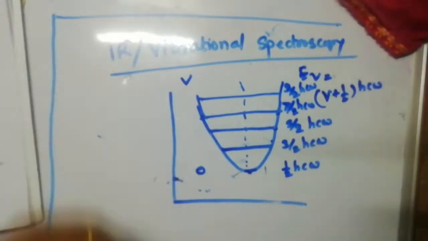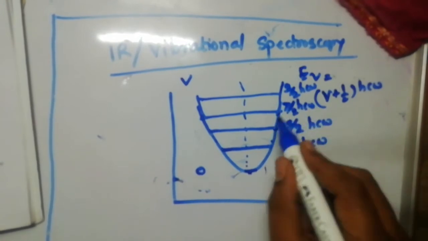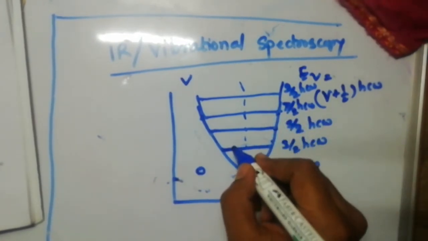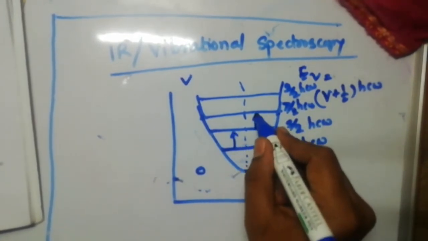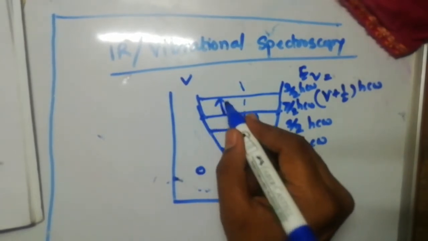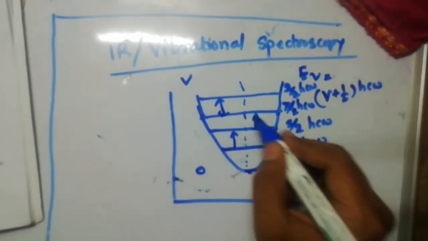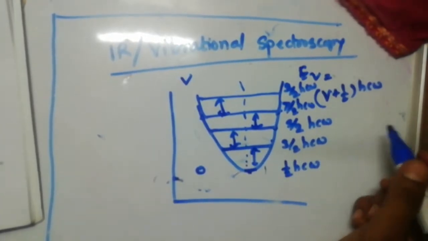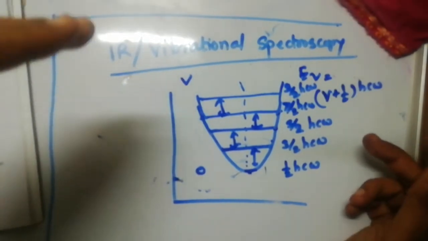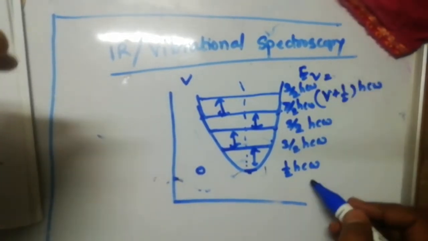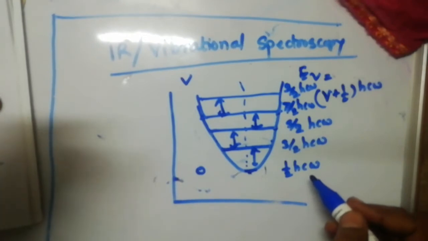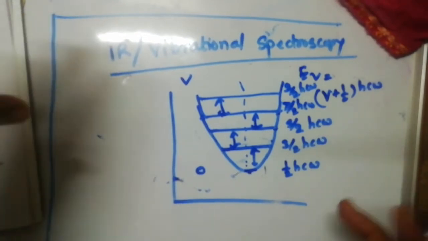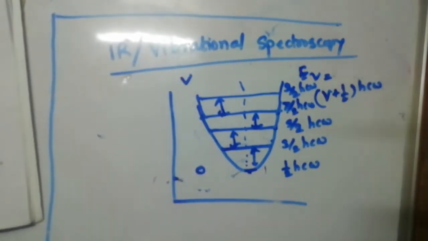So this is how the different vibrational energy levels are spaced, and they are equidistant. The energy between any two successive energy levels is the same. This distance and this distance are all the same. Of course this energy is in centimeter inverse. So you get an idea about how the different energy levels are quantized in a simple harmonic oscillator.